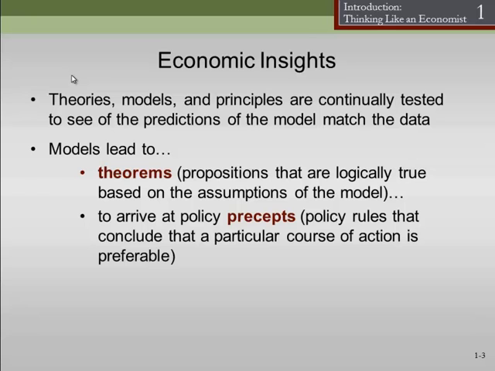So models lead to theorems, propositions that are logically true based on assumptions of the model. A theorem is just like a theorem in math. We have an assumption. Based on that assumption, we have a statement. That statement then has a proof. Theorems lead to precepts, policy rules that conclude that a particular course of action is preferable. So we will use these models that lead to our theorems, that lead to our basic understanding of how the economy works, to come up with policy that helps us do everything from, say, regulate the financial markets to determine how much we should charge for a turnpike.